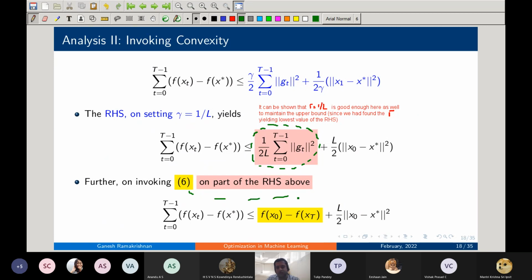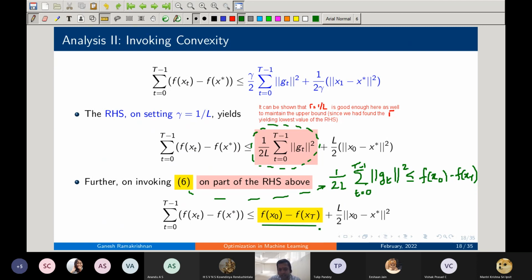So 6. I just want to recap in case you're losing track. It's 1 upon 2L summation t equals 0 to t minus 1 of norm GT square is less than or equal to f of x0 minus f of xt. That's it. So I've just substituted for that f of x0 minus f of xt here. And we seem to be all set.